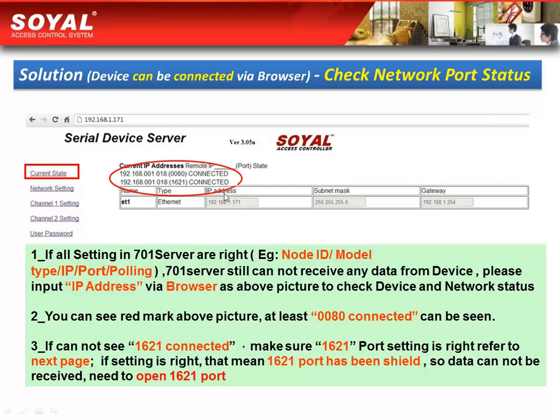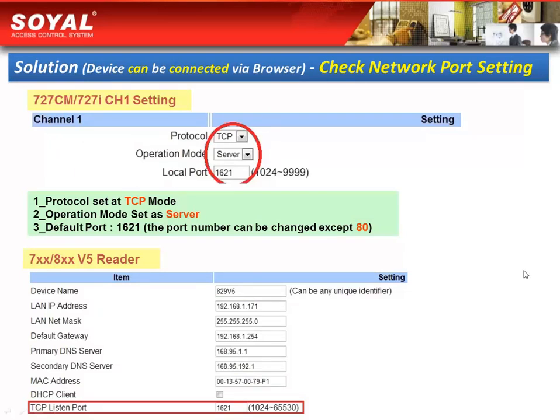If setting is right, that means 1621 port has been set, but data cannot be received, and you need to open the 1621 port. Make sure it is available. Okay, and here is the 727CM's browser setting. You can check the port setting via browser.